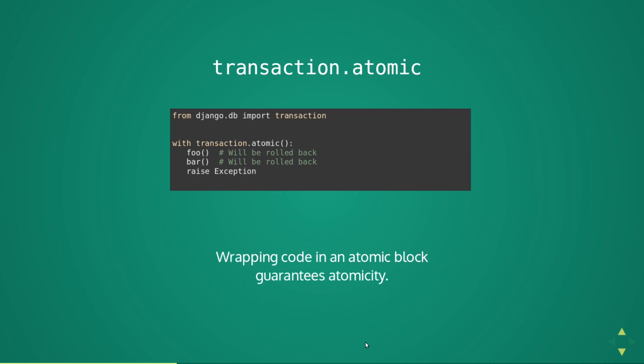So there's a very simple way to do this, which is called transaction.atomic. It's a context decorator, and literally you just do with transaction atomic, and then you can put all sorts of stuff within that. And then if an exception is raised and it's not handled, then just like with atomic requests, it will be rolled back.